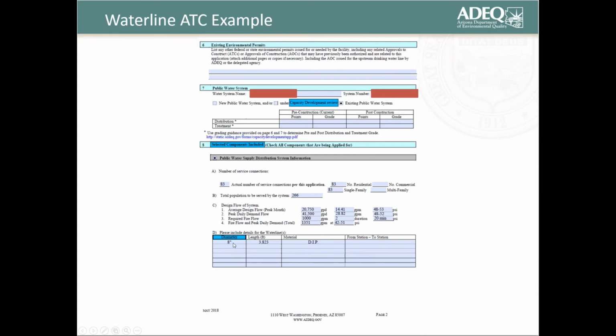So here we have the diameter of 8 inches, the total length of water line that's going to be constructed, and the material, which is ductile iron pipe. And so when we do our review, we look for this to be similar to the material and quantities list, which is on the construction plan. So if these don't match, it usually goes into a deficiency letter, and we have to get that corrected just to make sure the correct amount of water line is being constructed.